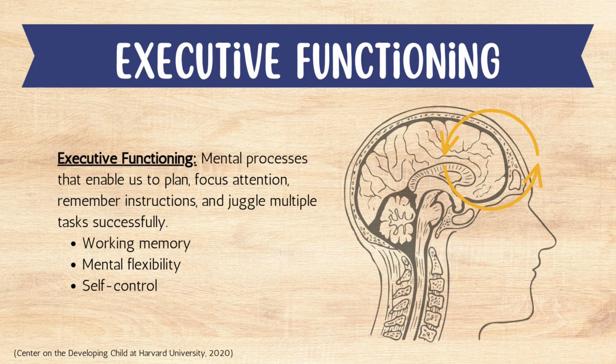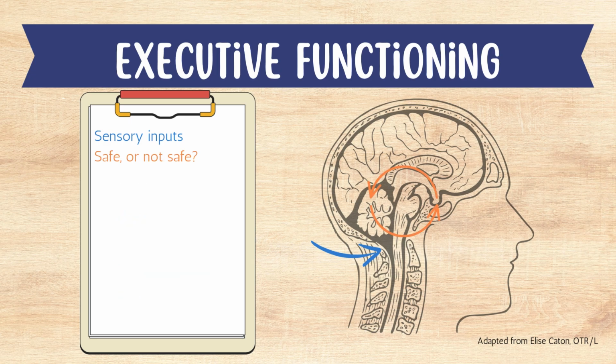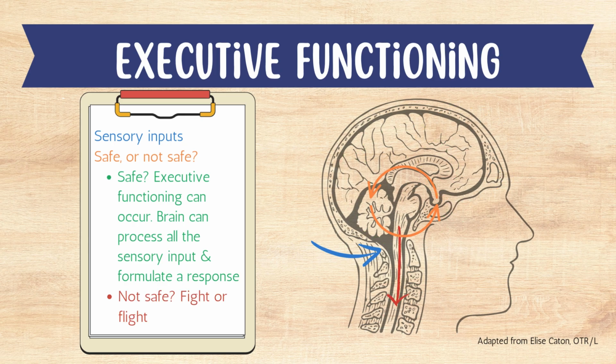juggle multiple tasks successfully. It begins with all of the sensory input coming into your brain, starting here at your lower brain. Then your brain, specifically your middle brain structures here, are determining if this input is safe or not safe. If safe, the information continues to travel out. Executive functioning, represented in yellow, can occur here in the frontal lobe of your brain. Your brain can effectively process all the sensory input and formulate a response.